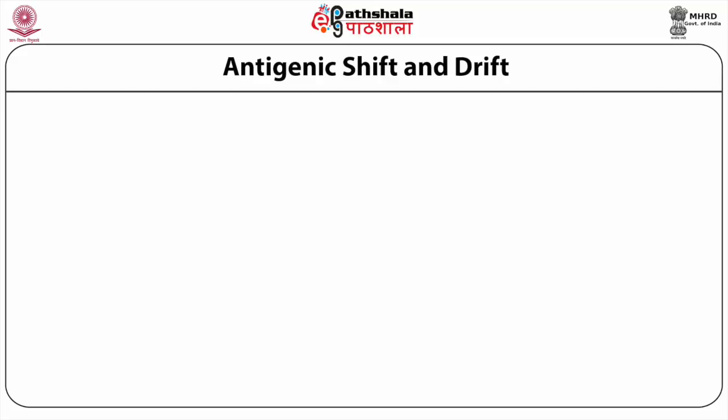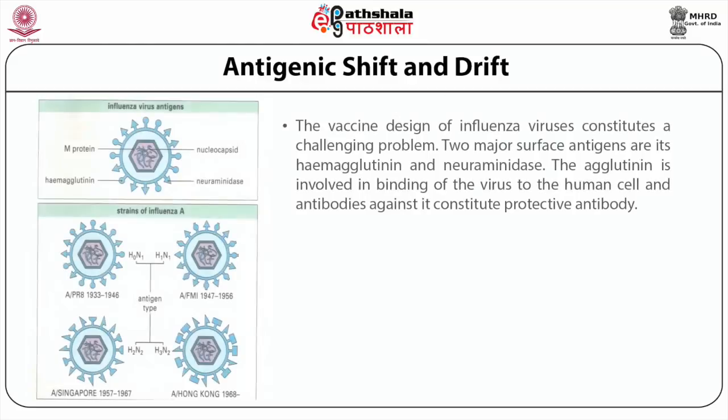Let us look at important phenomena called antigenic shift and antigenic drift. The vaccine design of influenza viruses constitutes a challenging problem. Two major surface antigens are its hemagglutinin and neuraminidase. The hemagglutinin is involved in binding of the virus to the human cell, and antibodies against it constitute protective antibody. The problem is that the virus goes on changing its surface antigen in a limited way. That is called antigenic drift.